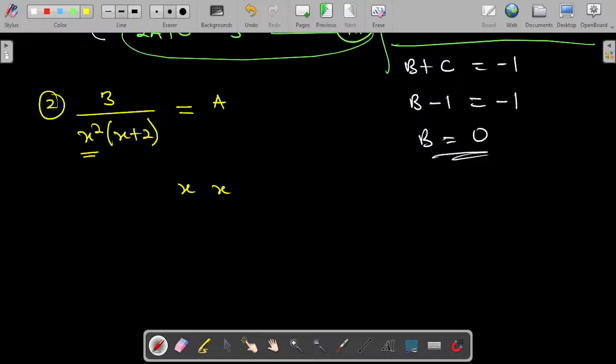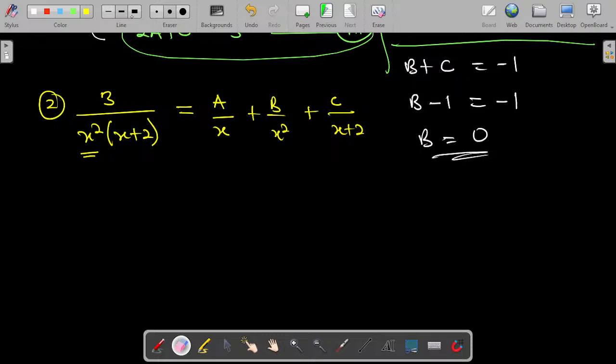We can do a all over x, then b all over x squared, then c all over x plus 2. Okay, you can actually do that, or otherwise you can do these two. Which one is preferable?